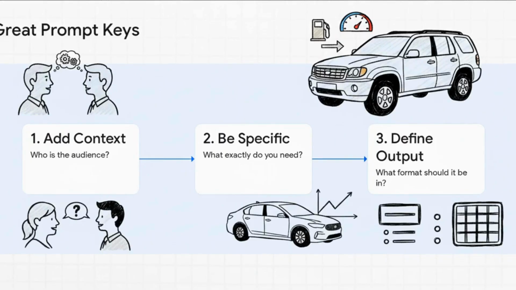First, add context. Who is this for? Is it for your marketing team or for a bunch of engineers? Second, be specific. Don't just ask for marketing ideas. Ask for 5 catchy slogans for a new coffee brand that targets college students. And third, define the output. Tell it what you want it to look like: a paragraph, a bulleted list, maybe a table. If you can master this simple framework, you will see a huge improvement in your results, I promise.